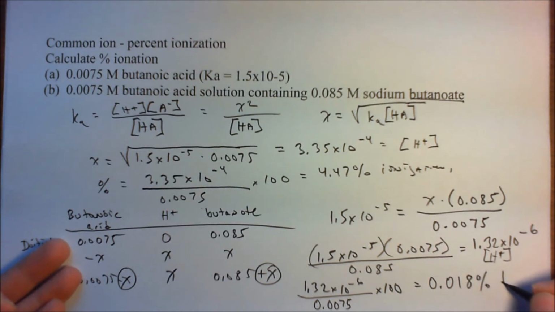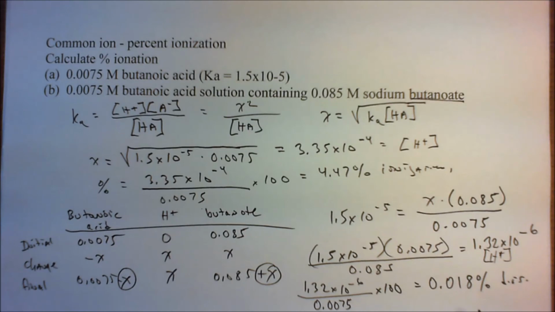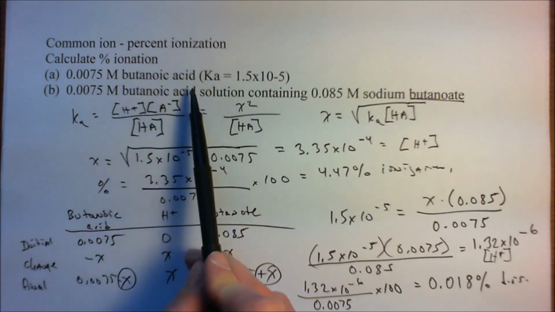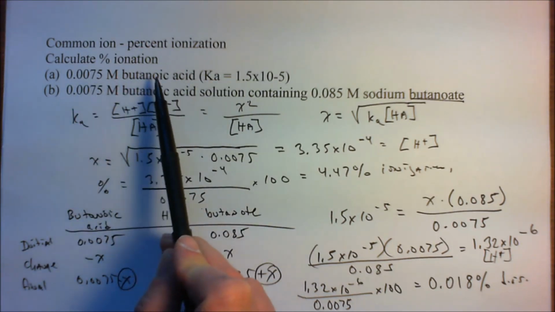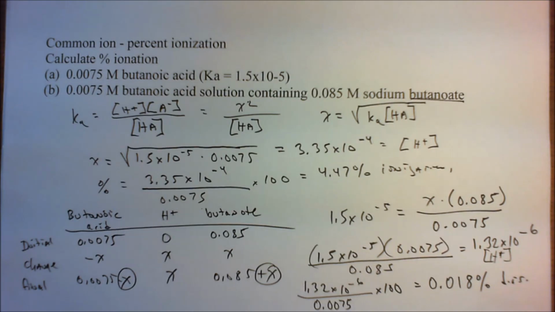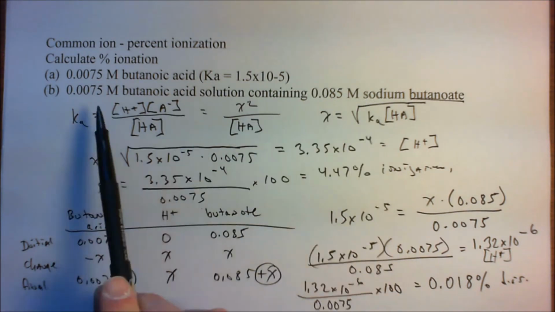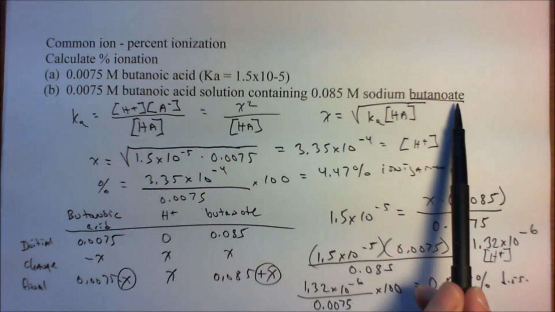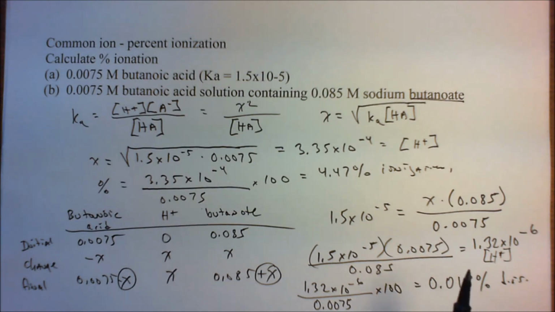0.018% dissociated. Now this is an interesting result. The butanoic acid, without anything else in there, if we just throw it into a solution at 0.0075, we'll get around 4.5% dissociation. But if we add a fairly substantial amount of the common ion, about 10 times, 0.085 versus 0.0075, we go from around 4.5% to practically not being dissociated at all. This is 0.018%, a very small amount of dissociation. So the common ion effect is pretty powerful on the percent dissociation.